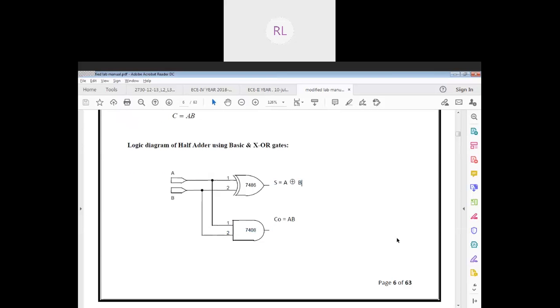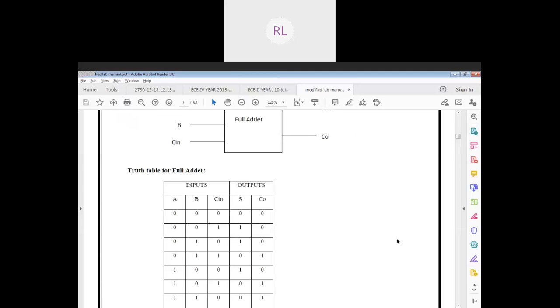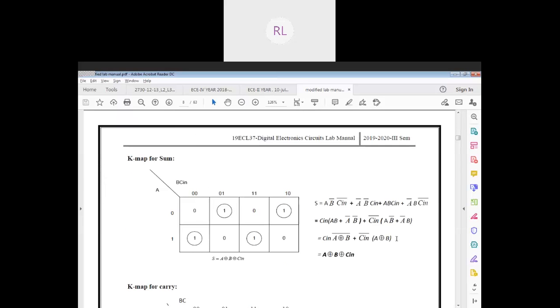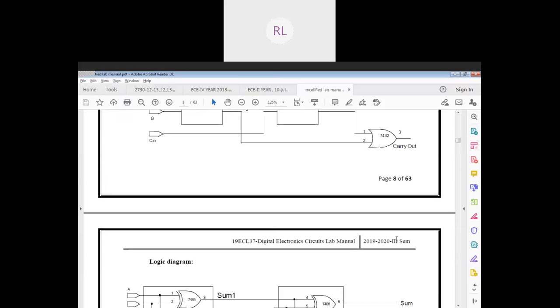Yes, sir. Because I am making use of pins 4, 1, 2, 10, 13, almost all have been used up. So similarly here also I'll be using another IC. That is my second IC, and finally I'll be using another last one.